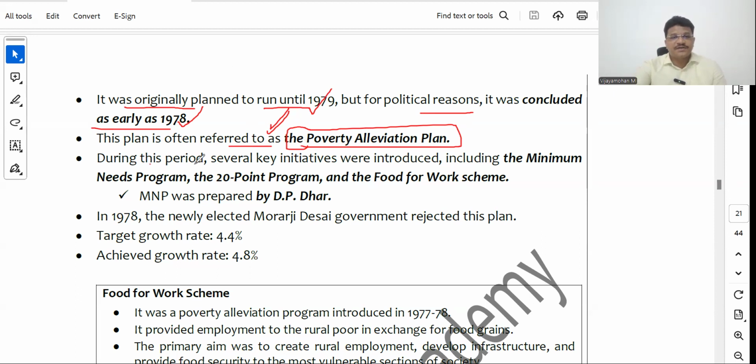During this period several key initiatives were introduced, including the minimum needs program, 20-point program, and food for work scheme, right. And MNP, minimum needs program, was prepared by DP Dhar.